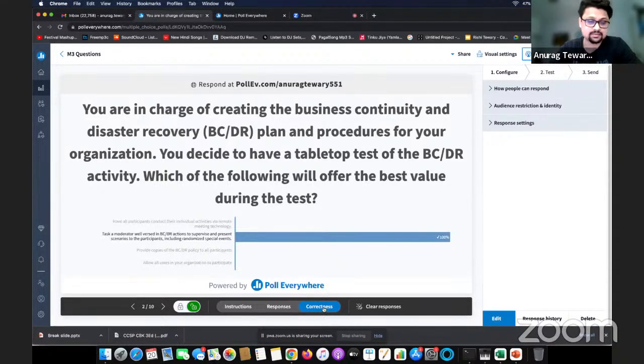Again, it's not very special or unique to cloud. In any tabletop test that you do for BCDR, there should be an element of randomness. That would be your real life situation as well. That's why this answer is the right choice.